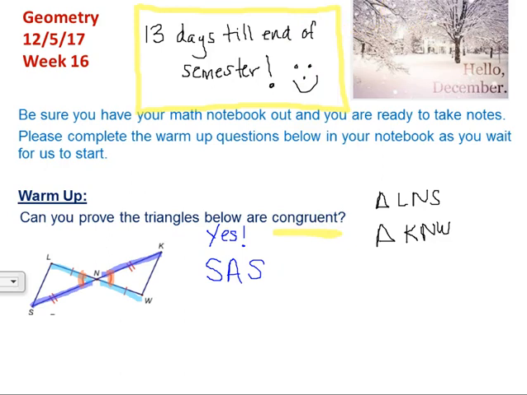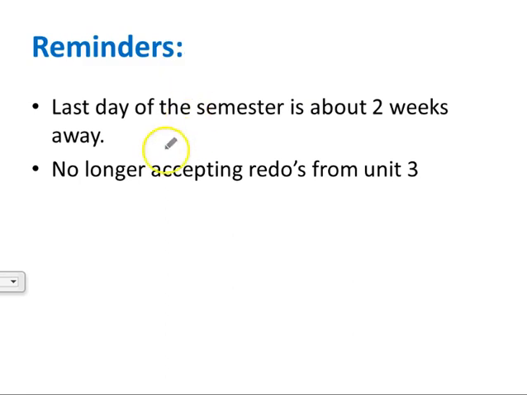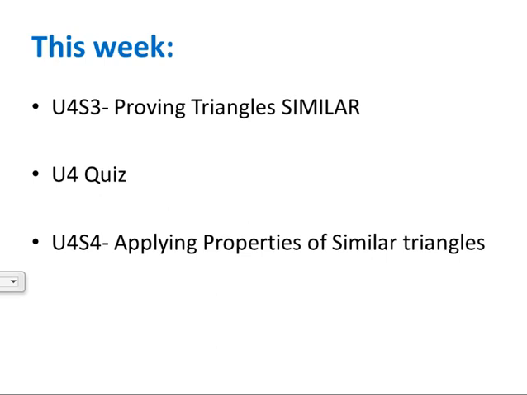And I'm going to go ahead and move on to the next slide. Just some reminders that the last day of the semester is about 2 weeks away, 13 days to be exact, and I'm no longer accepting redos from Unit 3. So this week, as I mentioned, we're going to look at how we can prove triangles are similar. So we're not looking at congruency anymore, but similar.